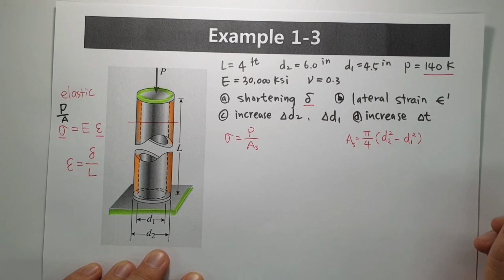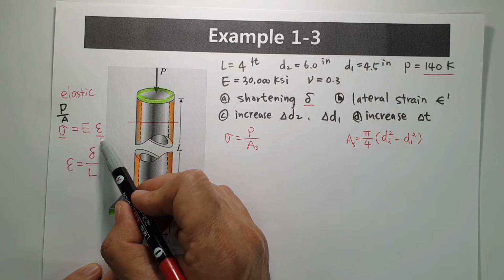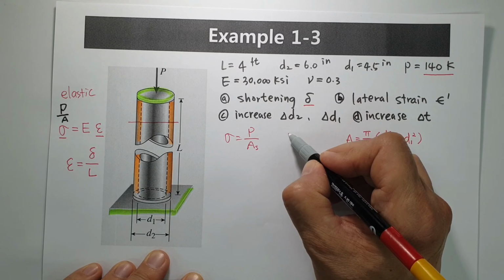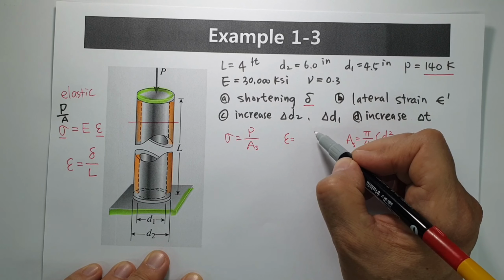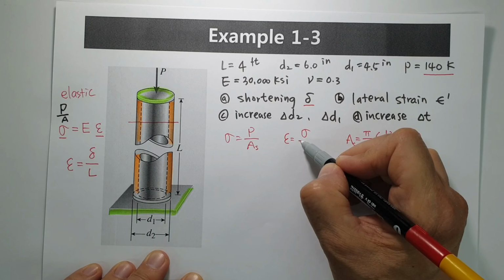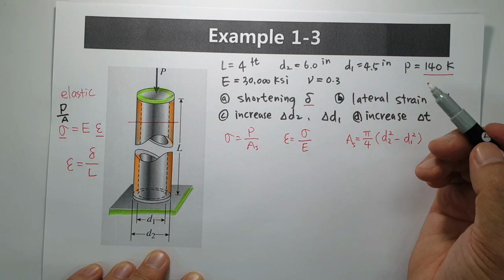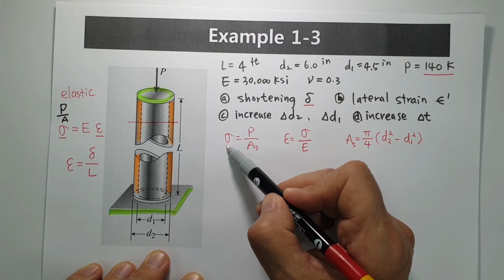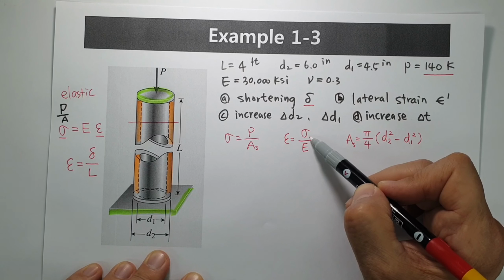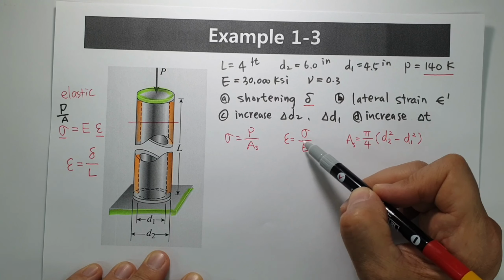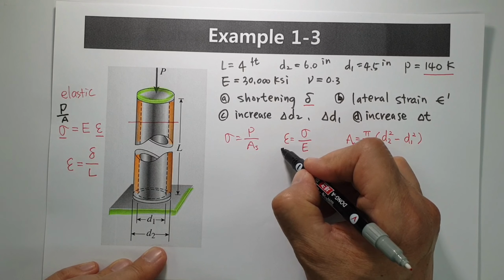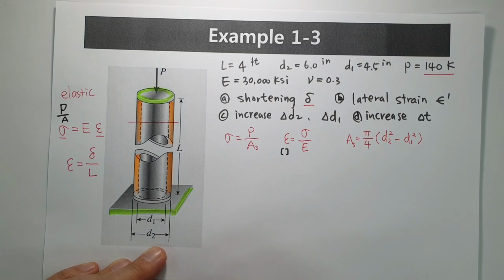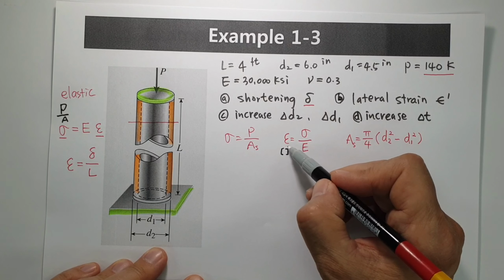Next, we would like to know epsilon. Epsilon is what? Epsilon is sigma divided by the modulus of elasticity. We already calculated the sigma value, and this value can be substituted in this position. Then we can calculate epsilon. When we have the epsilon value, it doesn't have any dimension. It's just a ratio. Then we can find the epsilon value.